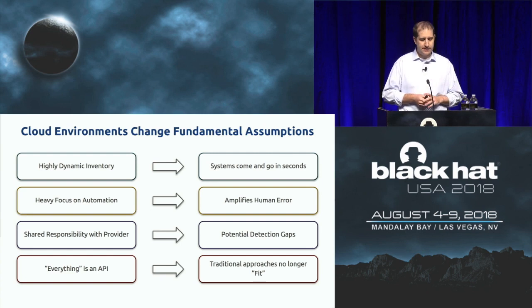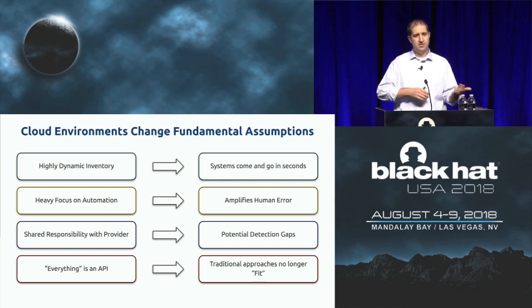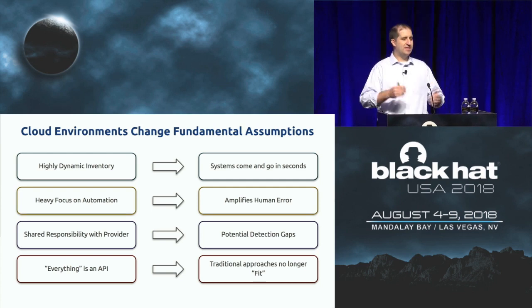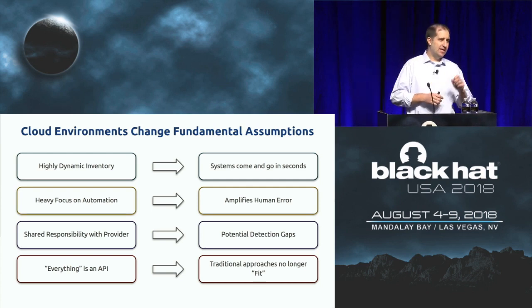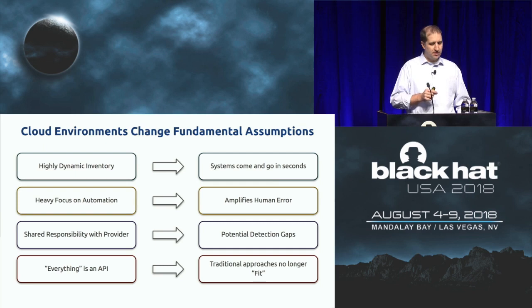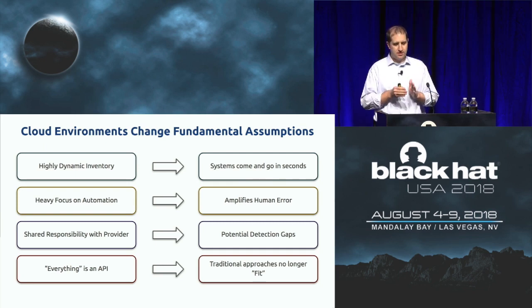You need the visibility. And there's a heavy focus on automation with cloud, as infrastructure as code and cloud services. There's a chance to amplify good behavior, but there's also really good opportunities to amplify human error. So if I'm managing 1,000 systems with one line of code and I make a mistake, it applies to all 1,000 evenly. And I'll talk a little bit about this later, but the shared responsibility with the provider, I want to hone in a little bit on some of the detection gaps that are potentially there.